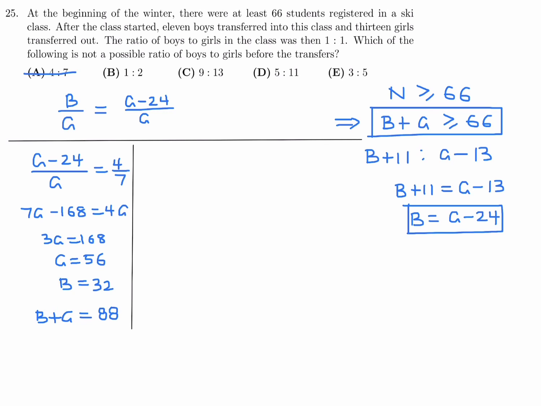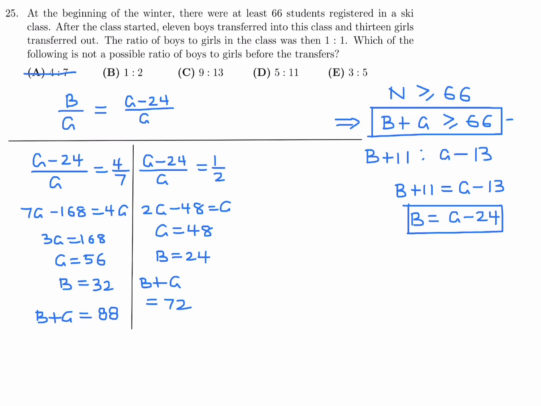So here we go. Next answer choice is 1 over 2. So that's the same thing, g minus 24 over g is 1 over 2. That means 2g minus 48 is g, and therefore g is 48. And therefore, once you substitute g into there, you get b is equal to 24. Now let's figure out b plus g, and that is 72. Does that satisfy this guy? And the answer is sure. So that is also possible. So we cross that out because we want the one that's not possible. All right, let's keep going.